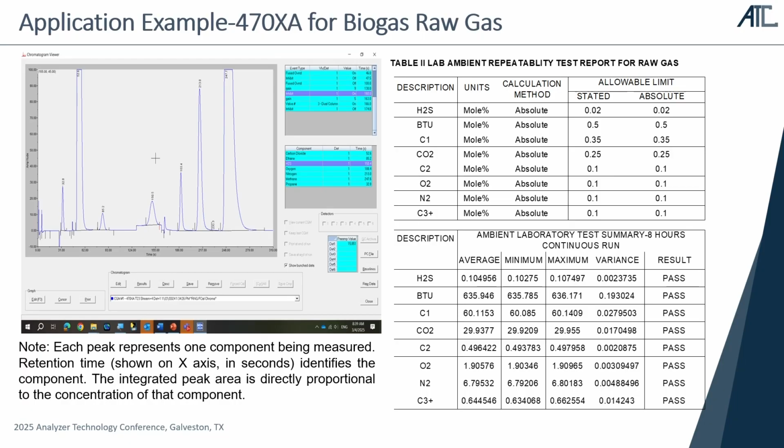The range we set on the top is 0 to 100%. The allowable limit is 0.35 mole percent. And the actual result, you look down, C1, after 8 hours run, the variance is 0.027, very small. So it also passed, well within the allowable limit. So on and so forth. Each component or each value being measured or calculated, they all pass the 8 hours repeatability allowable limit. So it was a successful application.